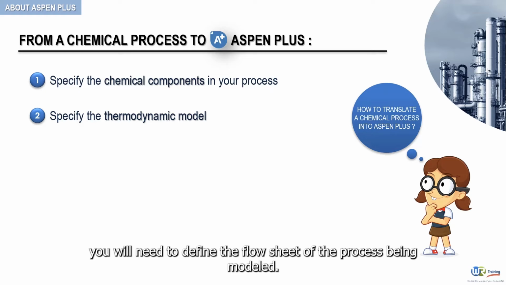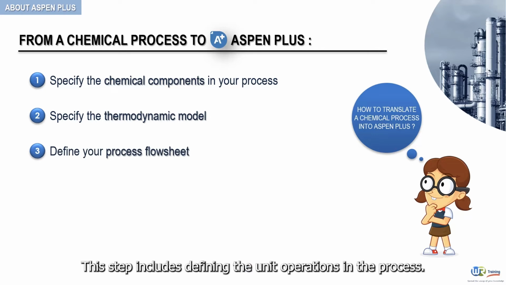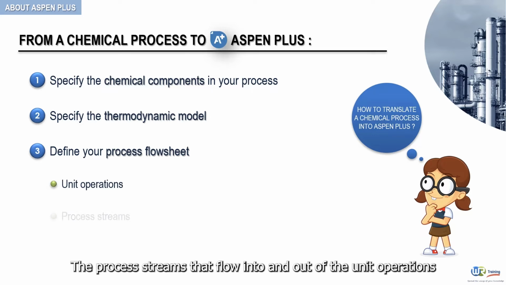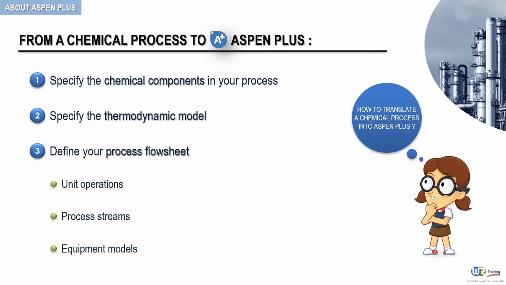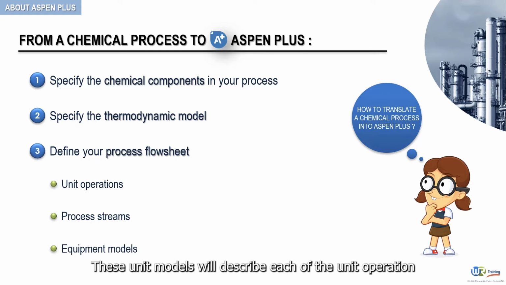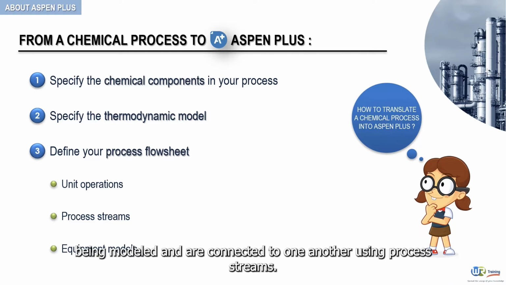In step 3, you will need to define the flow sheet of the process being modeled. This step includes defining the unit operations in the process, the process streams that flow into and out of the unit operations, and selecting unit models from Aspen Plus model palette. These unit models will describe each of the unit operations being modeled and are connected to one another using process streams.